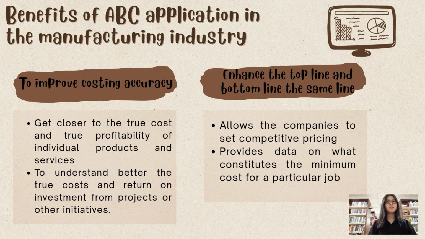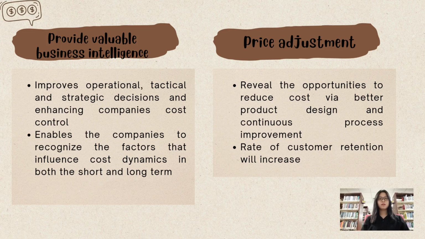Next, ABC enhances the top line and the bottom line. It allows the company to set competitive pricing. ABC provides data on what constitutes the minimum cost for a particular job. Therefore, it allows the company to set a baseline for the price. The company can go in with a bid price that is low enough to win the contract and yet exceed the ABC cost.